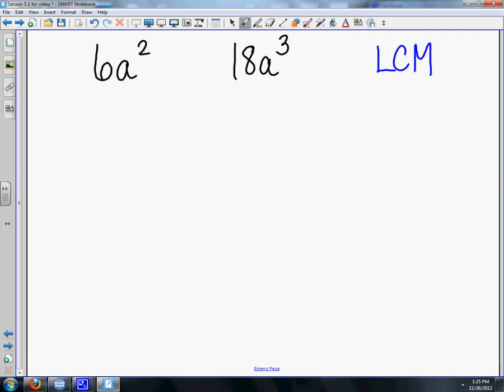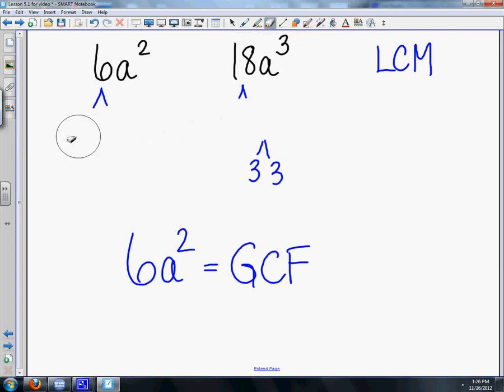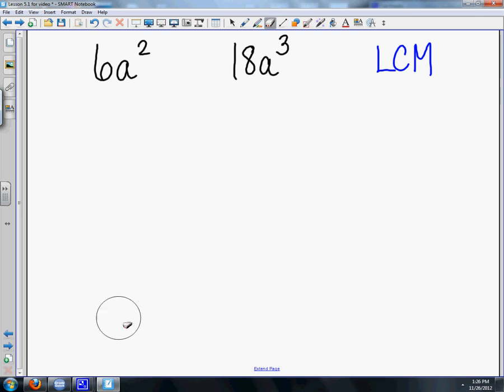okay, if you remember, for the GCF, I would draw little factor trees, and I would look at what they have in common. Well, they both have a 2 and a 3, so it would be 6, and then they both have 2 a's. That is the GCF, okay? 6a squared is the GCF. I want the LCM this time. So I'm going to erase this and show you how to do that.